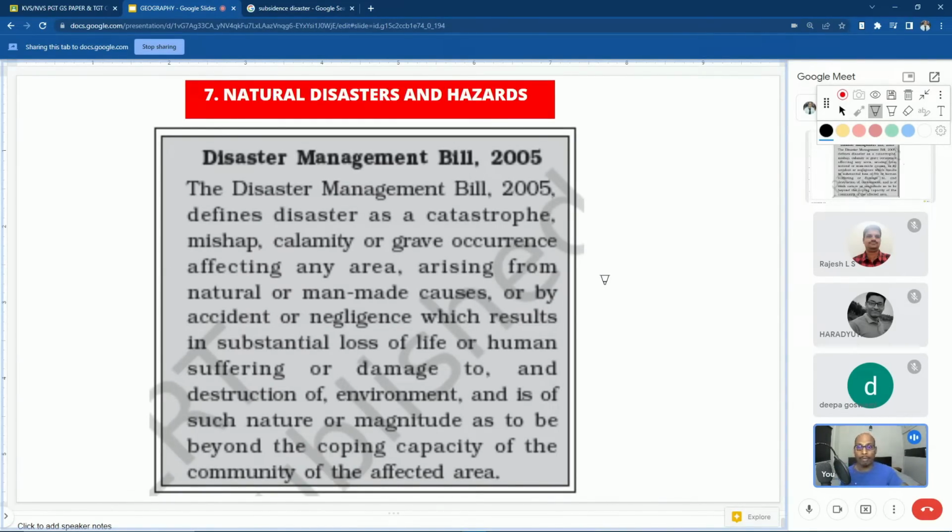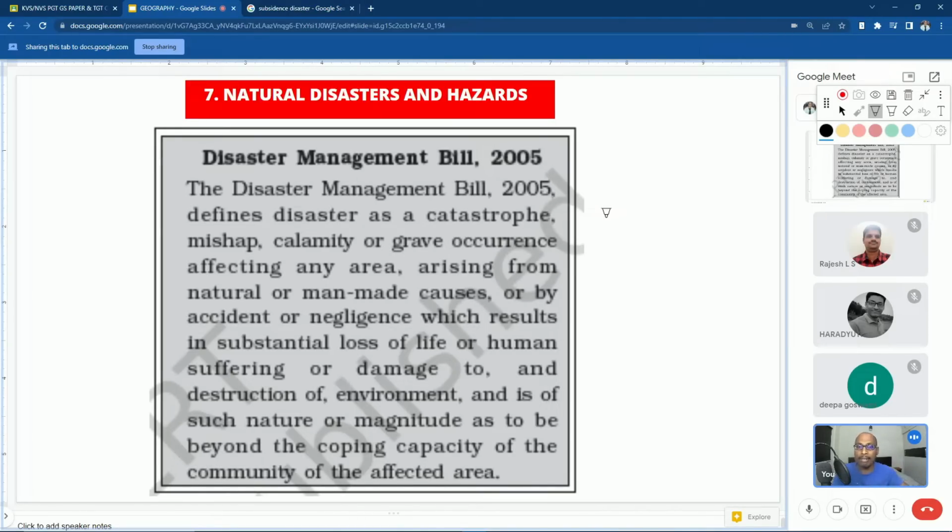So the Indian government passed the Disaster Management Bill in 2005. So what is this Disaster Management Bill 2005? It defines disaster as a catastrophe. The central government decides whether to announce a natural disaster or not. So they will declare a natural disaster, for example the flood situation in Assam. Every year they will declare the natural disaster and they will fund Assam with hundreds of crores so that they can recover from that disaster.